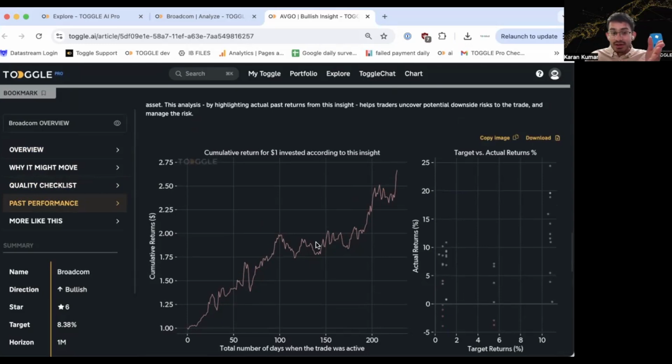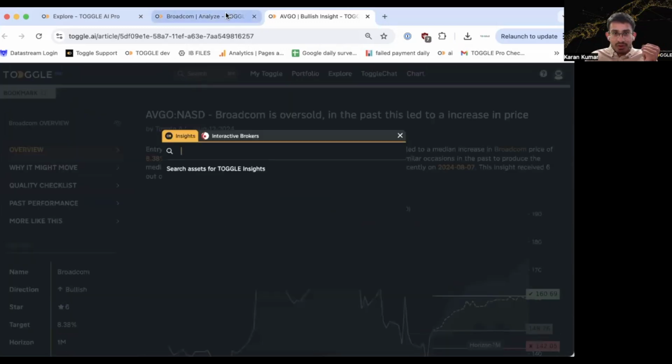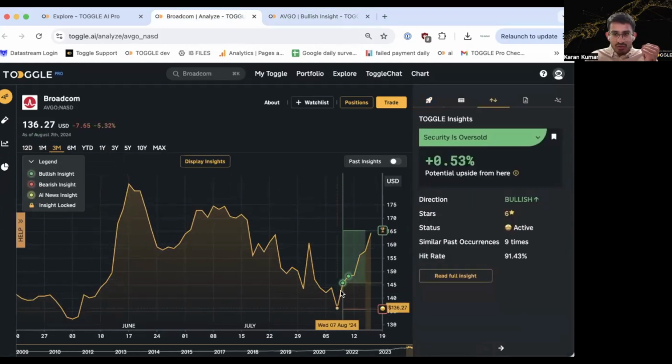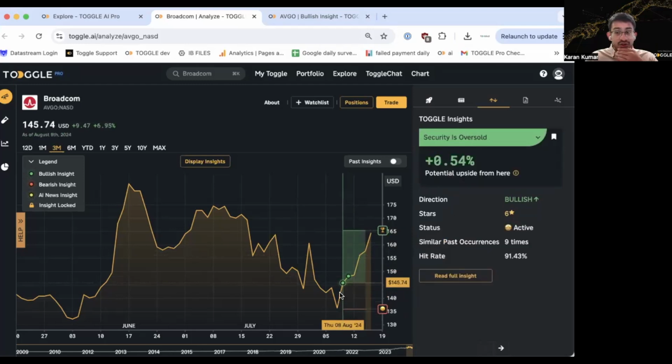So that's what an insight looks like. And then if you hit this overview button where you search the asset at the top, you'll come up to the asset overview page. And as you can see, that oversold insight did work, right? We got that 8% up move from August 9th to whatever this looks like today. So yeah, that's what these insights are great for, helping you catch these moves.